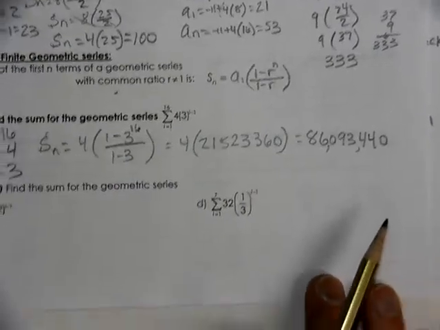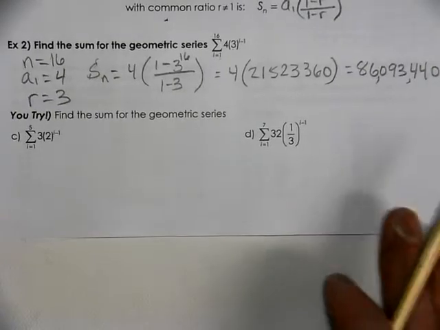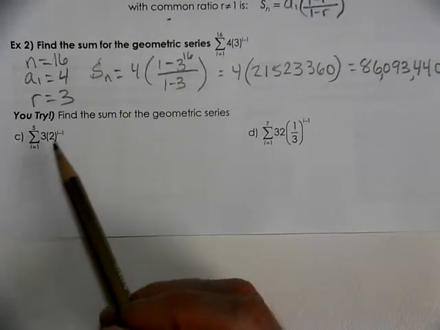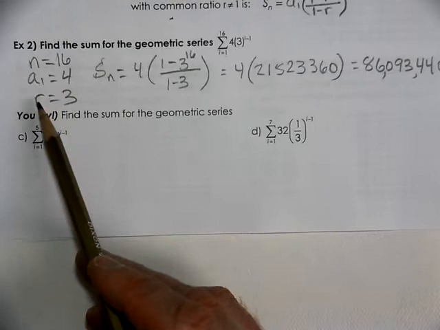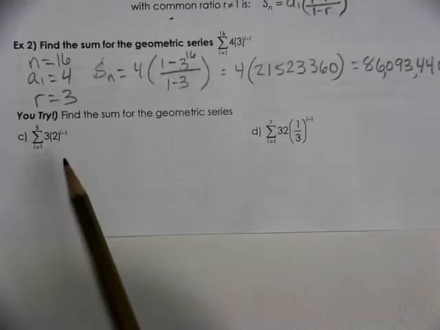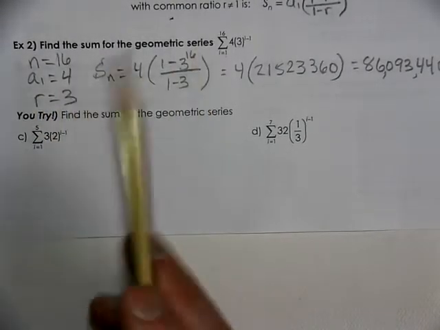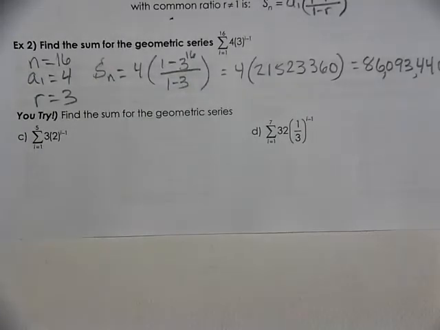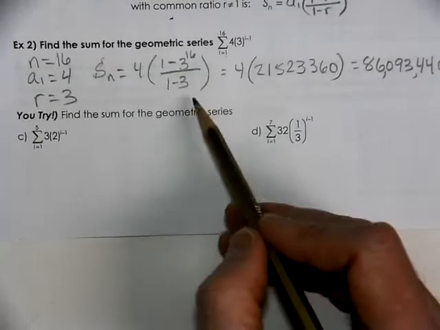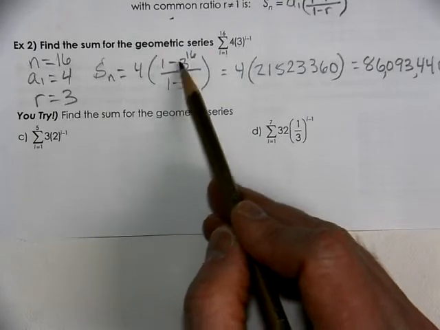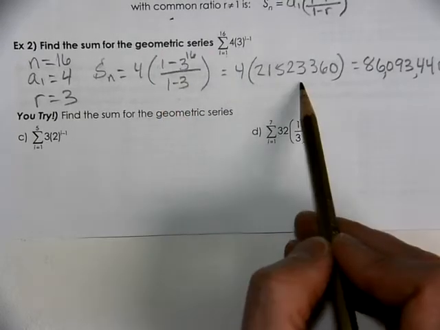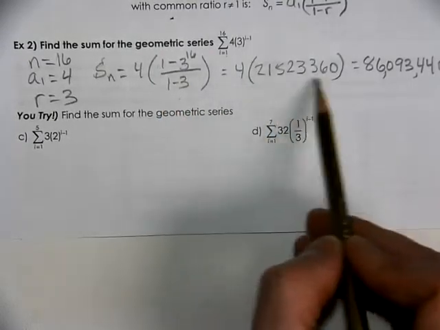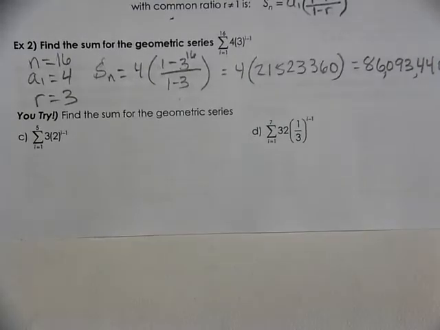So go ahead, try the U-tries. Use your formula, find your number of terms, your first term and your ratio, and calculate out. When possible, don't use a calculator. When you need it, you're welcome to use it. Try to show some work. Show your values that you plug into your formula. Show a step or two using your formula, and then, of course, your answer. Pause the video, work through the two, and then come back and check it out.